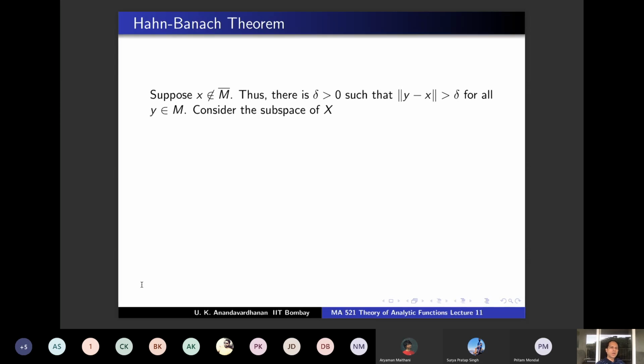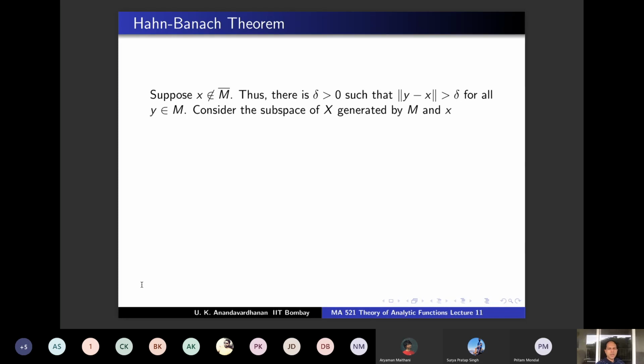So now you consider the following subspace of X. M is already given to you. You attach x to M. x is outside M, and outside M bar in particular. You consider the space generated by M and x, all linear combinations, right? The span of M and x.